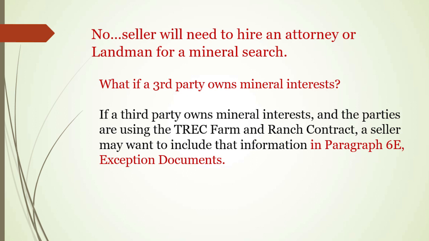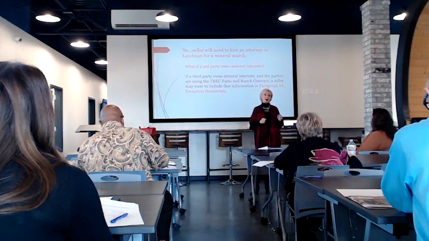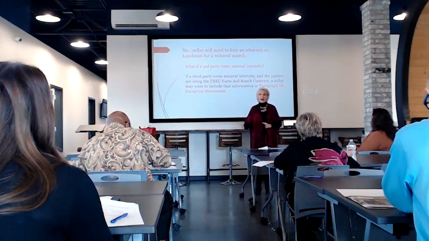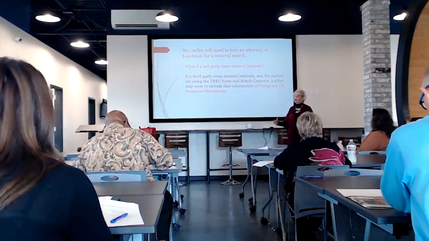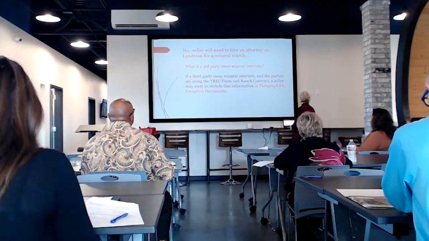If a third party owns mineral interest and the parties are using the TREC farm and ranch contract, the seller may want to include the information in paragraph 6E, exception documents. We'll go over exception documents in a minute. I can't tell you how important that is, especially if you're taking a listing in farm and ranch, that you need to get all of that up front when you're taking that listing with them, especially before they start packing and moving everything. So it's really important.